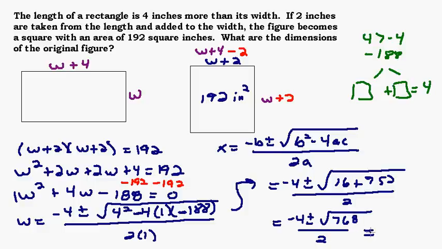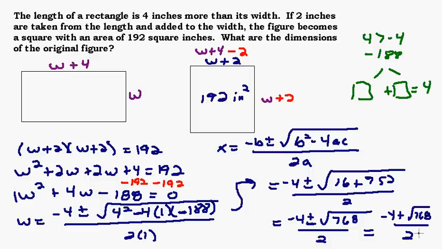Now remember, the quadratic formula gives you two different solutions, one with the minus and one with the plus. If I use the minus, negative 4 take away this number is going to be a negative, divided by 2 is going to be a negative. Now remember, w represents the side of a square, so the negative answer is useless to me. I don't care about that. What I really want is the positive answer, which I'm going to get by doing negative 4 plus the square root of 768, over 2.